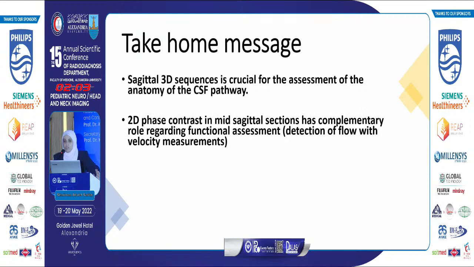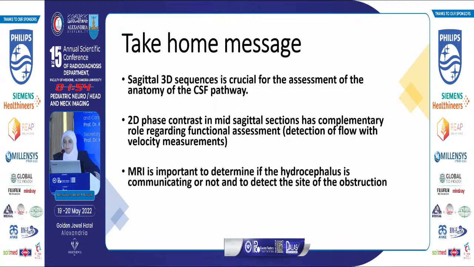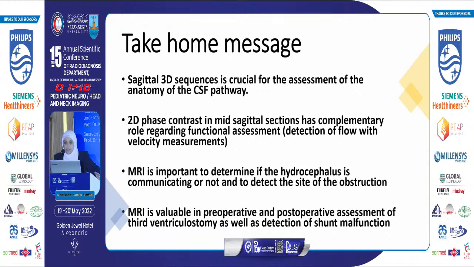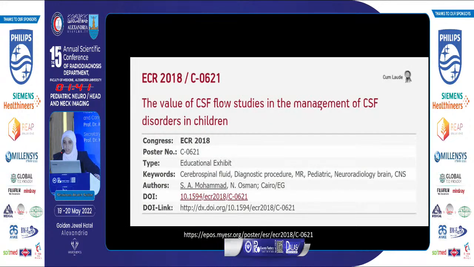2D phase contrast in mid-sagittal sections has a complementary role regarding functional assessment, detection of flow with velocity measurements. MRI is important to determine if the hydrocephalus is communicating or not, and to identify the site of obstruction. MRI is valuable in preoperative and postoperative assessment of third ventriculostomy, as well as detection of shunt malfunction.